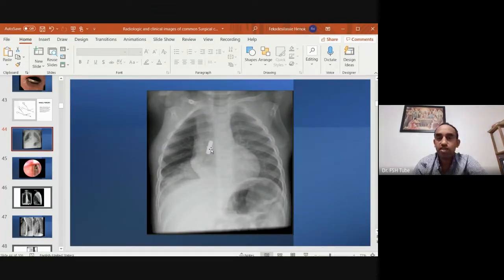And why is the right side more common? Because it's more acute angled, and it's in more direct continuity with the trachea, right? Whereas the left one is angulated, there is some angle, so it's less likely for the foreign body to go to the left. But it doesn't mean that left bronchial aspiration doesn't happen. It can happen. The commonest is the right side, and the reason is anatomical difference, okay?